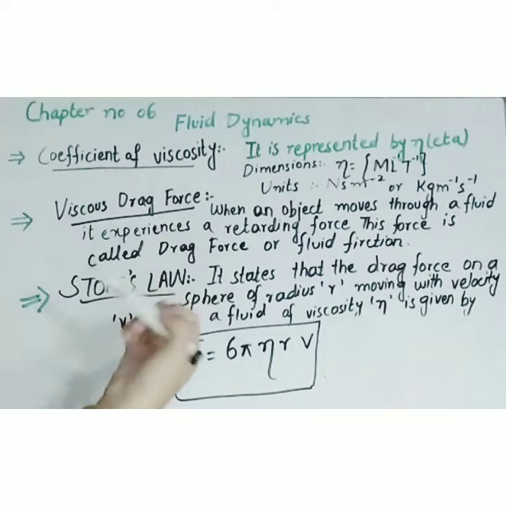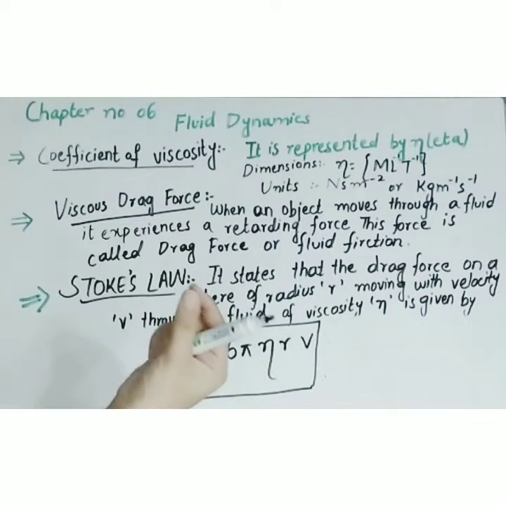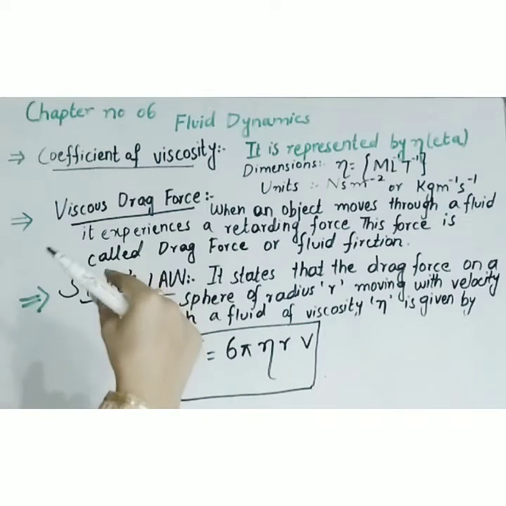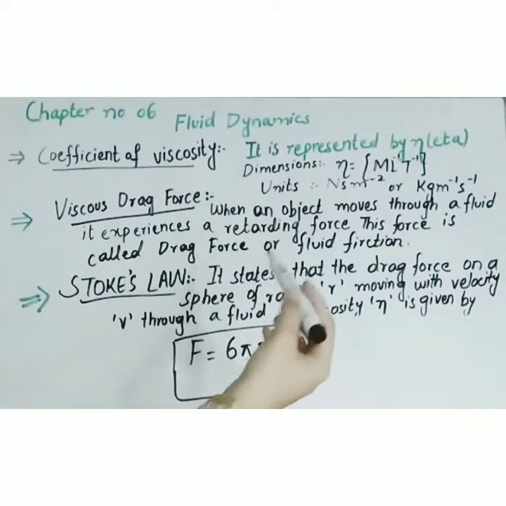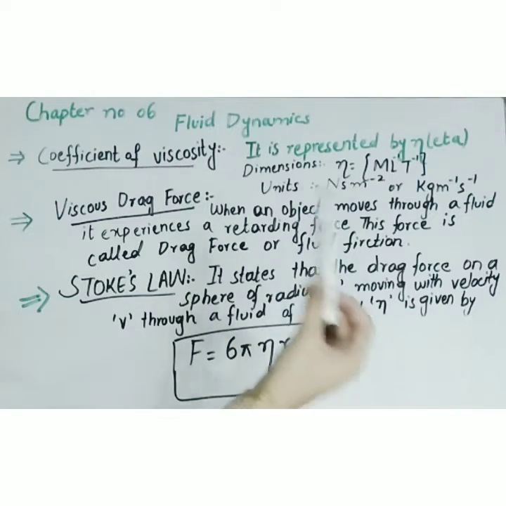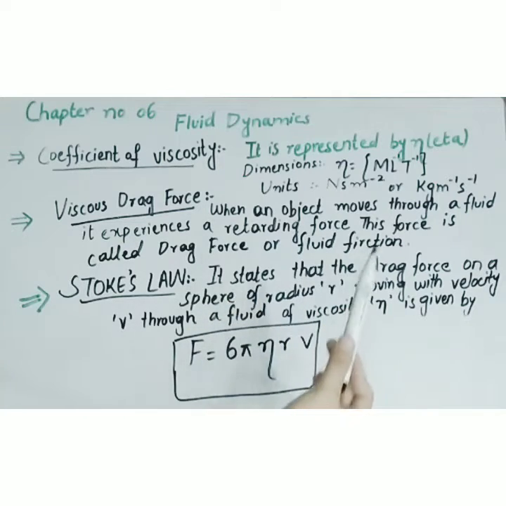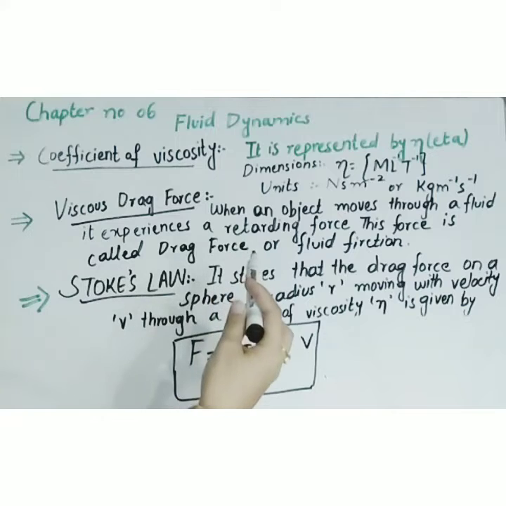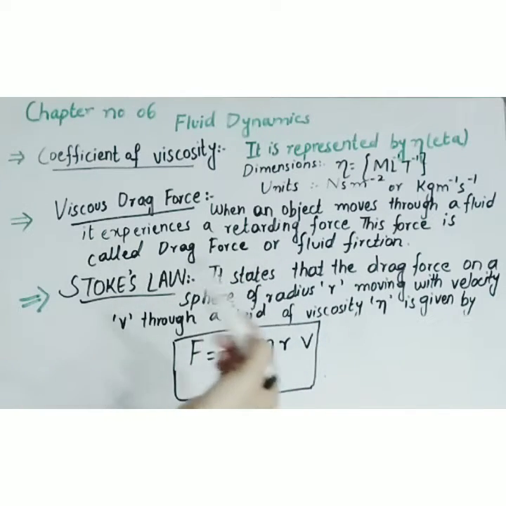Now we are moving forward and see viscous drag force. When an object moves through a fluid, any fluid, it experiences a retarding force. This force is called a drag force or fluid friction. This force is produced due to friction in the fluid. So this is the definition of viscous drag force.